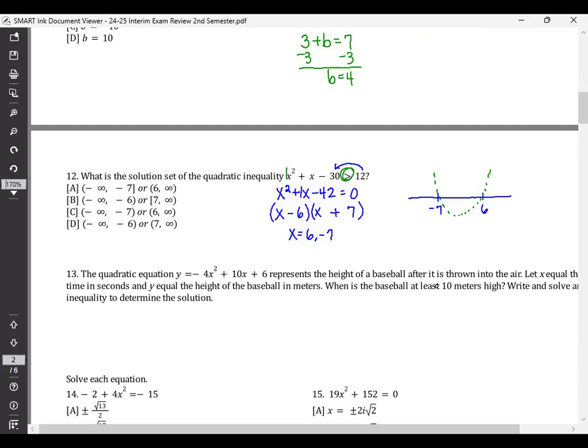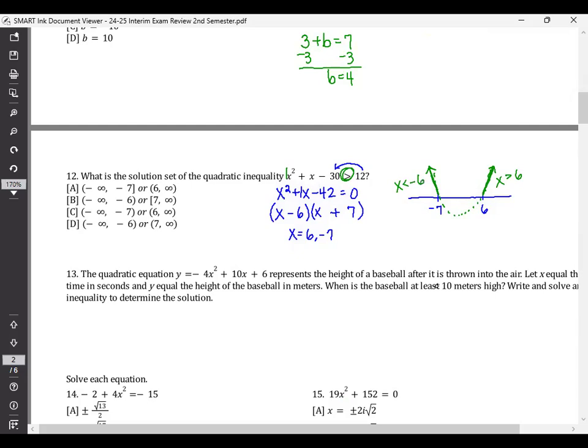And then now I go and I grab that inequality. So it says greater than would be the sections that are above. So it would be everything to the right of 6 and everything to the left of negative 7. So to the right would be greater than, and to the left would be less than. So then I go over here and look at my solutions. I'm like, oh, I don't have something that has less than and greater than.